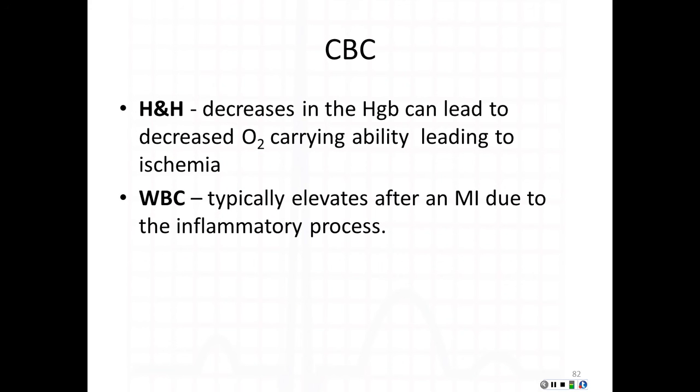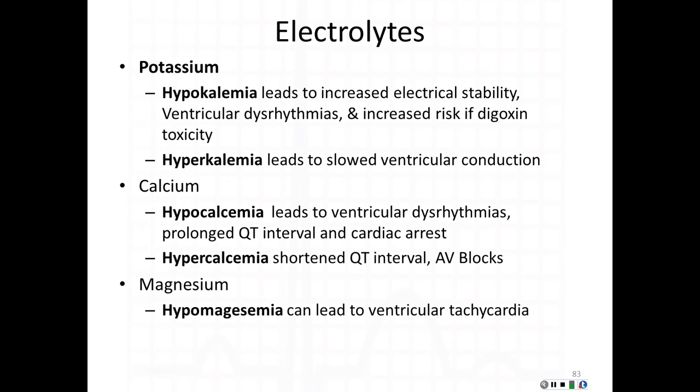Now, typically you're going to draw a CBC on these patients as part of your normal profile, just like you're going to draw electrolytes on these patients. Real important to know that if this patient has a severely low H&H, it can make things worse because you lack that oxygen carrying capability. So you need that oxygen getting to the tissues. Again, I think I said this earlier, but it's not uncommon for patients after they've had an MI to have an elevated white count, as well as a slight temperature, because the inflammatory process is taking place in that heart muscle. So an elevated white count plus a slightly elevated temperature is not uncommon in these patients.